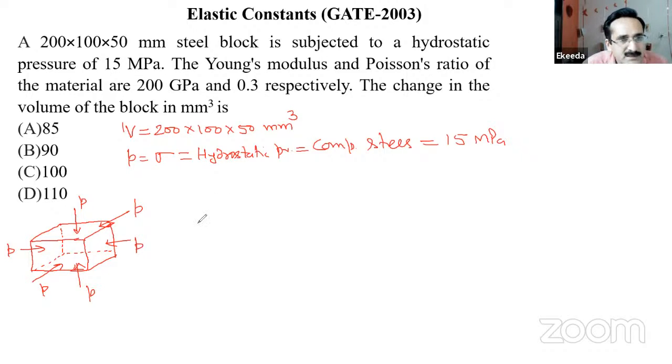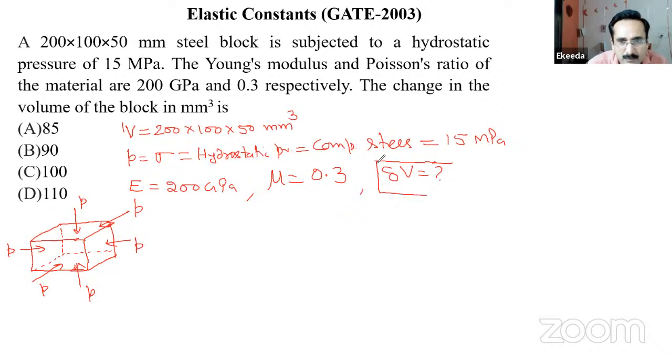Now, this pressure is 15 megapascal, and the Young's modulus of elasticity is given as 200 gigapascal. E is given to us, that is 200 gigapascal. Also the Poisson's ratio mu is given, that is 0.3. We have to find out the change in volume. This is unknown. How to find out the change in volume, right?